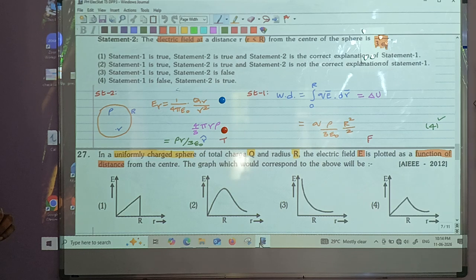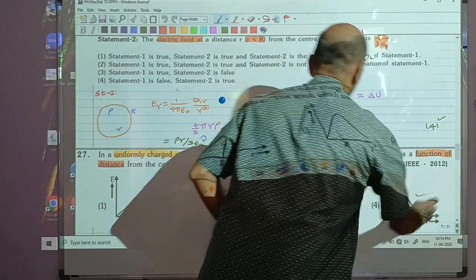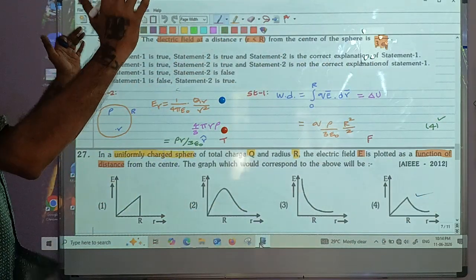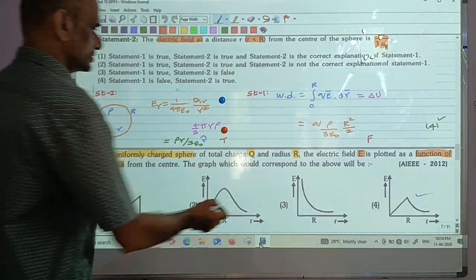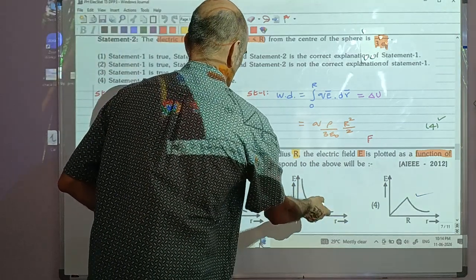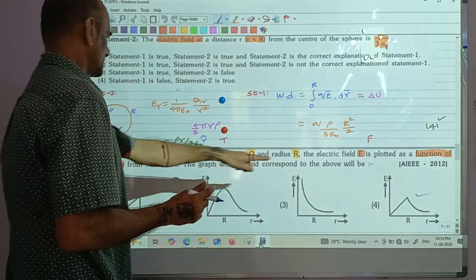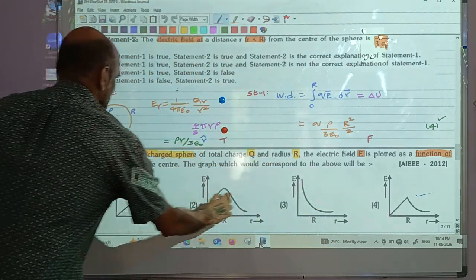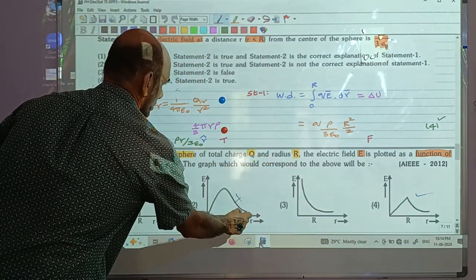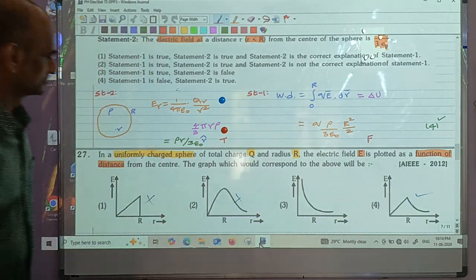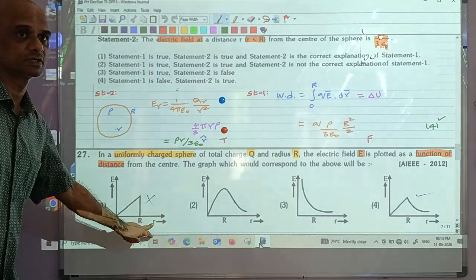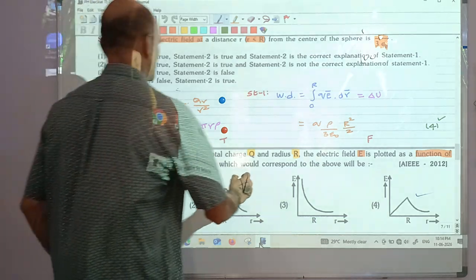Shelter use பண்ணலாம், radius increase. But obviously this is true, because for R greater than R it's as if the full charge is a point charge in the center, so it's 1 by R square. So this is not it, because inside, this also does not look like 1 by R square. So this is not it, because outside should be 1 by R square.